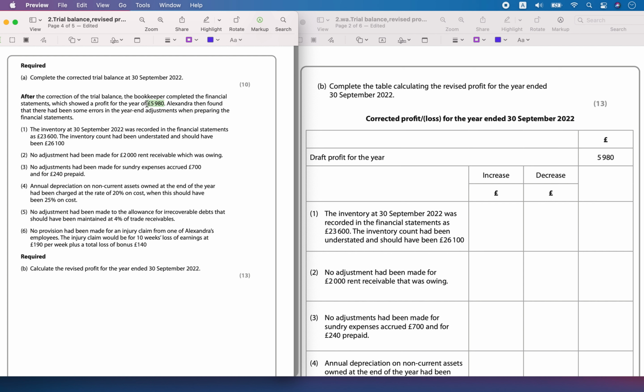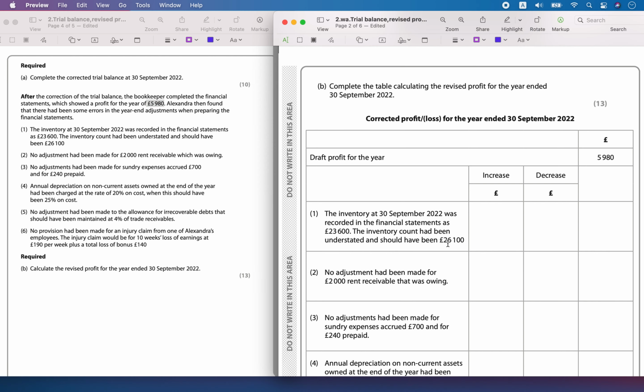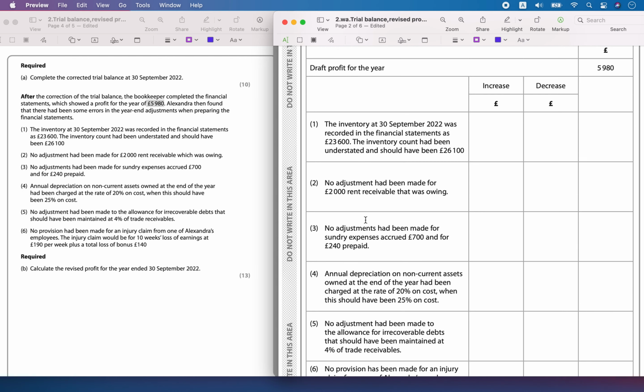5,980. That is what is given as the beginning profit. Then Alexandra found that there had been some errors in the year end adjustments when preparing the financial statements. The inventory at 30th September 2022 was recorded in the financial statement as 23,600. The inventory count had been understated and should have been 26,100. So it is given here.